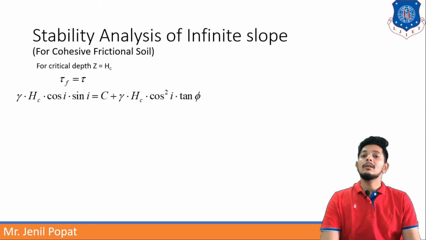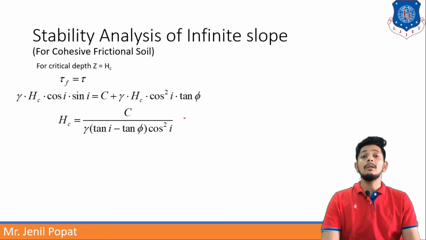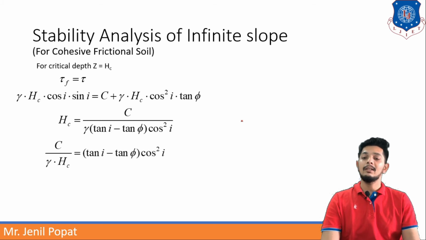There can be an equation written, that is gamma into hc into cos I into sin I is equal to c plus gamma into hc into cos square I into tan phi. It is very simple. I have equated both the equations. Here hc value can be extracted as hc is equal to c upon gamma into tan I minus tan phi into cos square I. This formula should be remembered as critical height when it is a C phi soil.